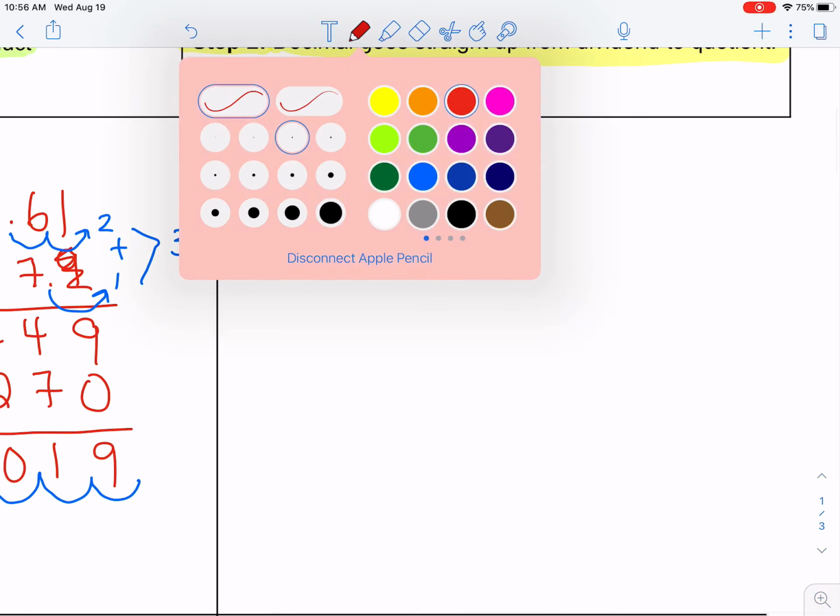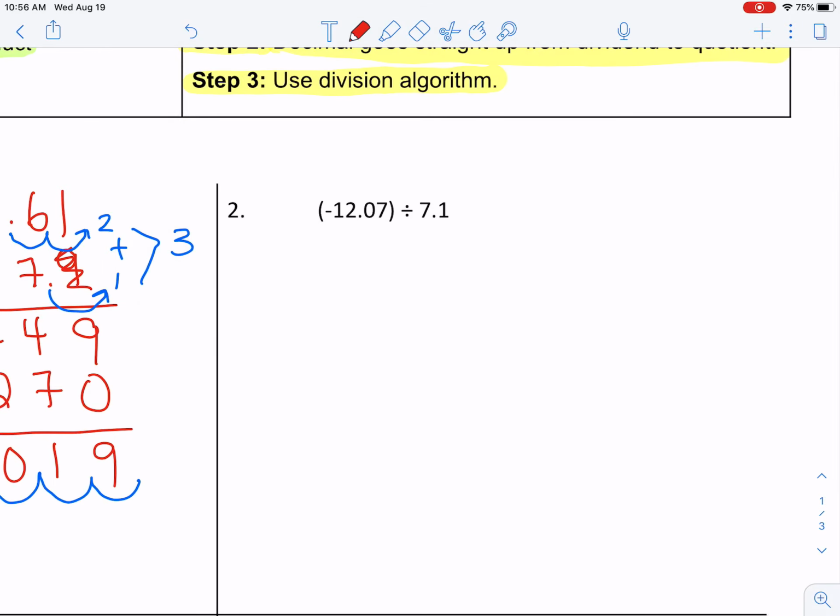All right, so now let's begin our second problem with division. It says negative 12.07 divided by 7.1. Remember, guys, if it says negative 12.07 divided by 7.1, this number right here needs to be our divisor. The divisor is the number on the outside of our division hat, and I'm going to put my 12.07 inside as our dividend. So this is how we set it up.